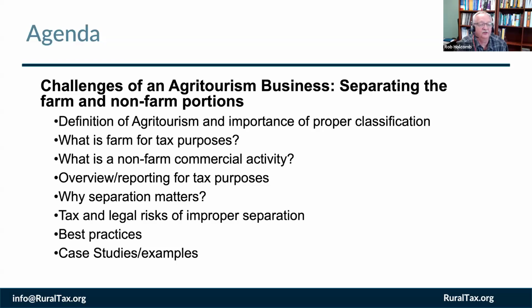But first, we're going to define agritourism, and we're going to talk about what is farm income from a tax standpoint, because farm income can be defined a number of different ways. What's a non-farm commercial activity, and how do we differentiate those two? I'll give you some overview on reporting for tax purposes, and we'll also talk a little bit about why that separation matters. There are some big reasons why we've got to be able to split that out. We'll also talk about tax and legal risks if you don't get that split out correctly, and about some best practices, and wrap it up with some case studies and examples. And we've got a little bit on some record keeping hints at the very tail end.